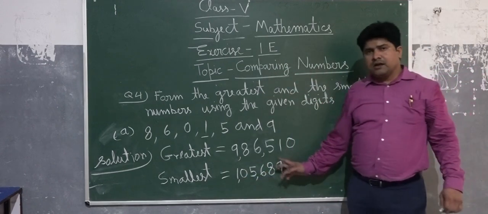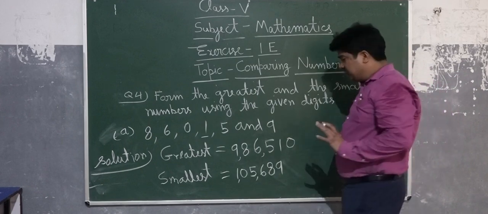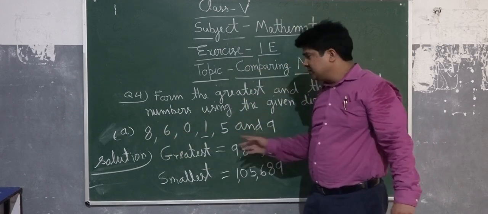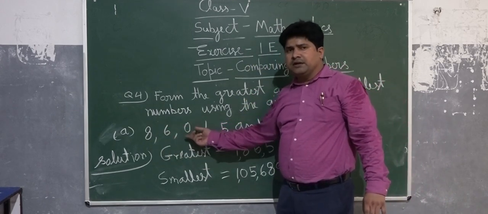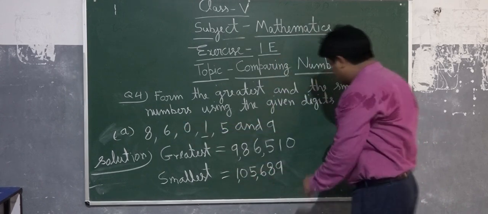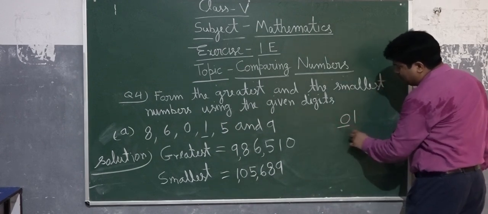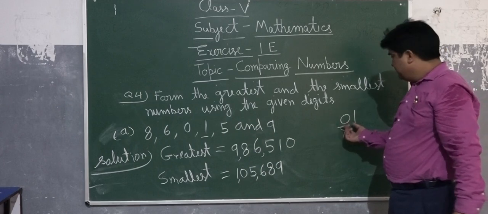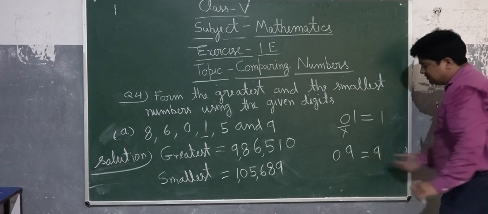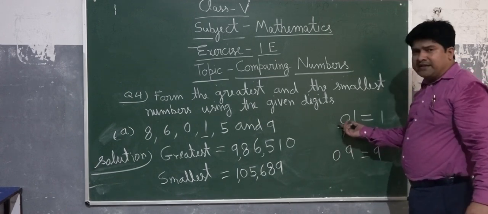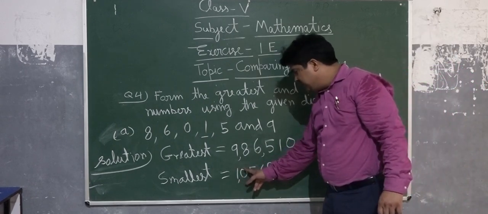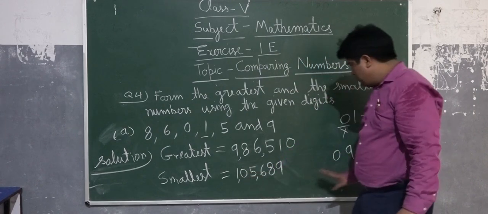Okay? I think you understand. How to write? First of all, we will look at which one is smallest. We are finding 0 is smallest, but we cannot place 0 in the leftmost place, because if you place 0 in the leftmost of any number, it has no value. So we will place 0 just after the second smallest. That's why we are putting 0 in the second place. Okay?